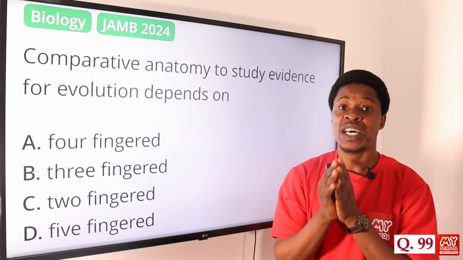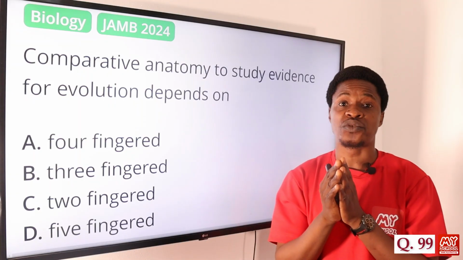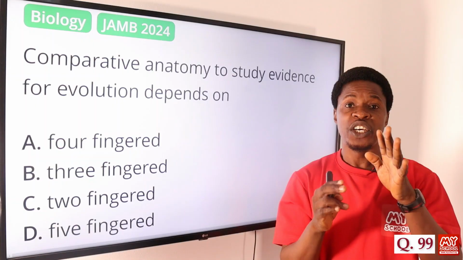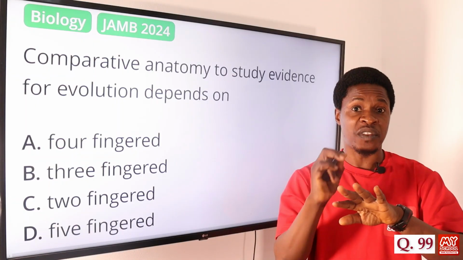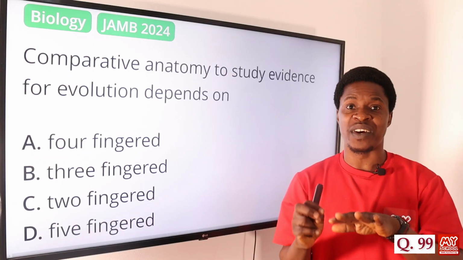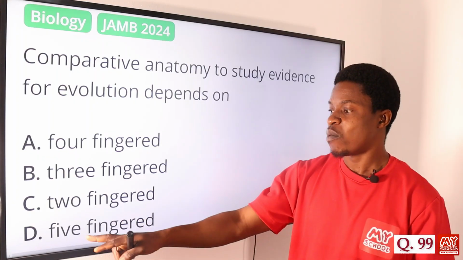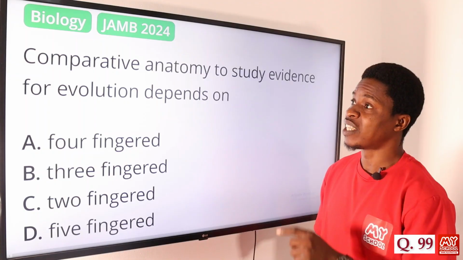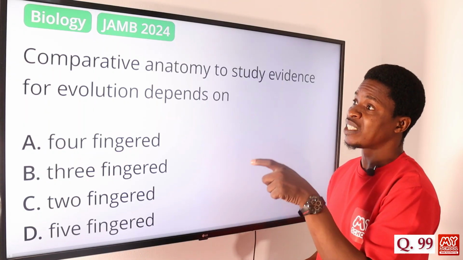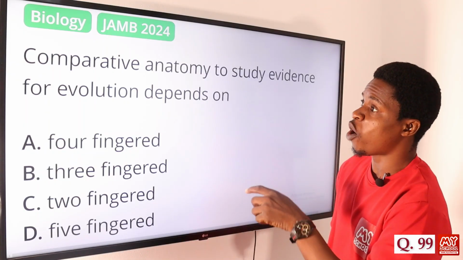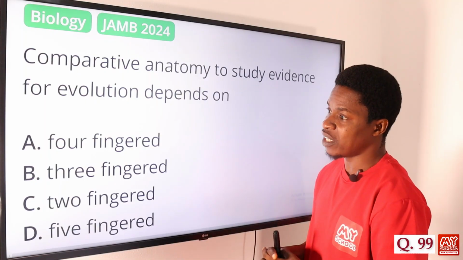When we talk about pentadactyl, it has to do with 5 digits of the forelimb of different animals. We have 4-fingered, 3-fingered, 2-fingered, and 5-fingered. Let's look at the diagram that shows the pentadactyl forelimb of different organisms.